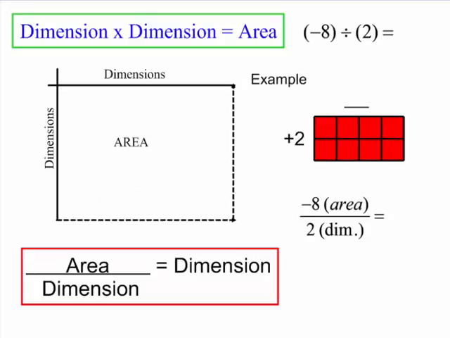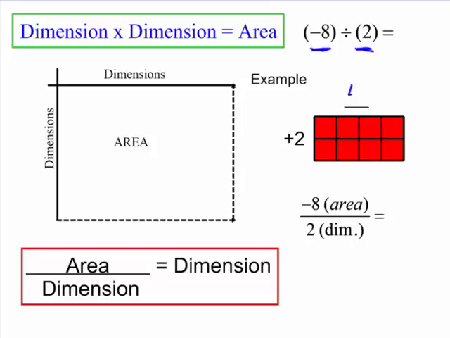So we can still use an area model. If we go back to our area model for multiplication, we talked about a dimension times a dimension giving me the area. So the two outside parts, when we multiply them together, give me the inside of the rectangle. If we take that concept and look at our division problem, with the negative 8 as the area, I have my negative 8 squares here, and one of my dimensions is a positive 2. I have to work backwards and figure out what else I have to multiply positive 2 by so that I get a negative 8.